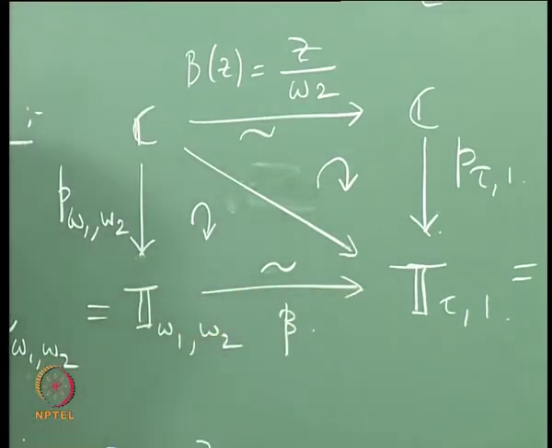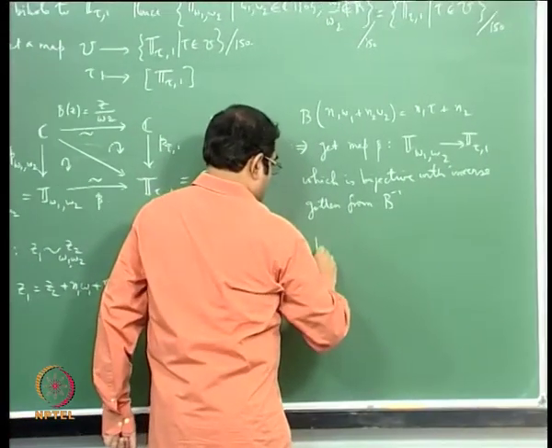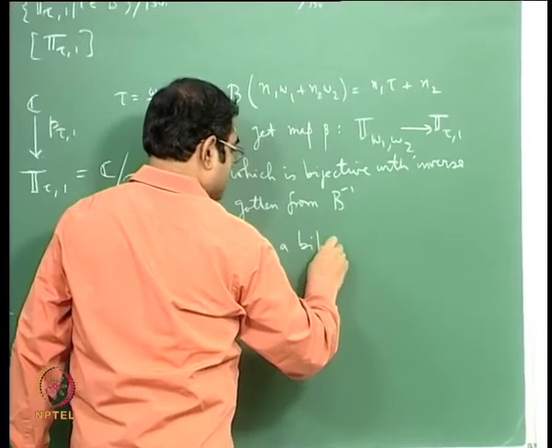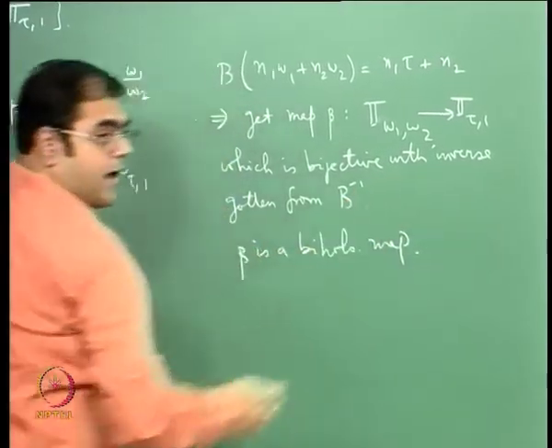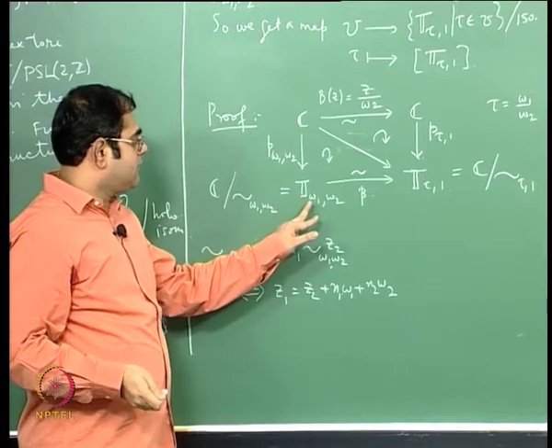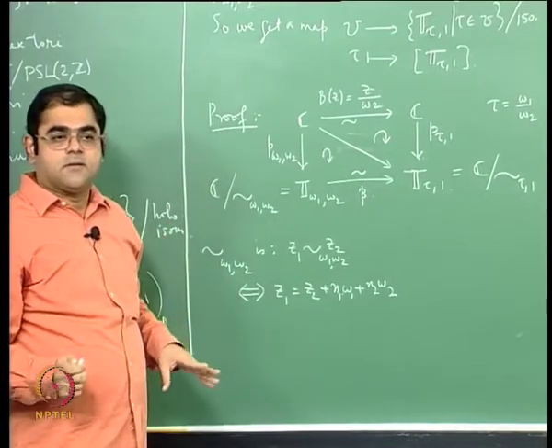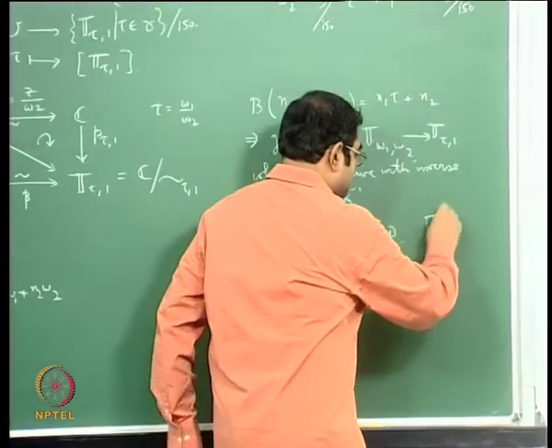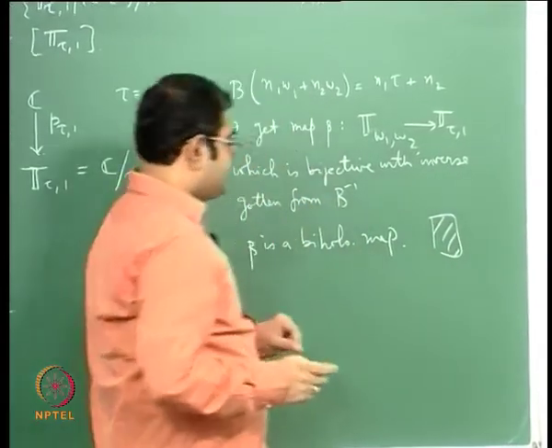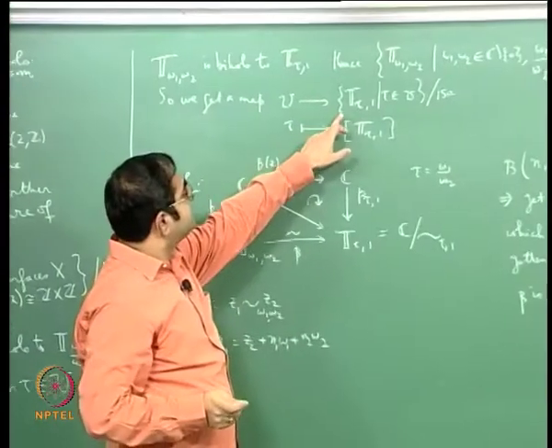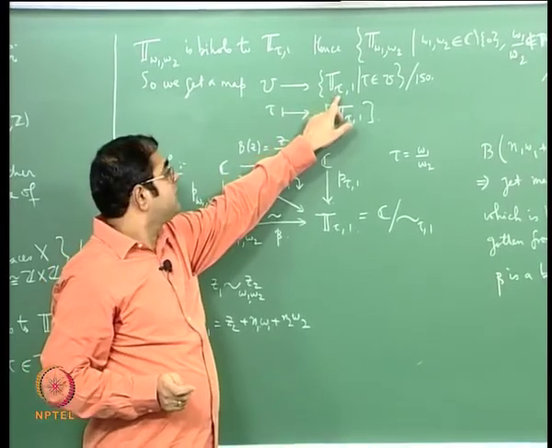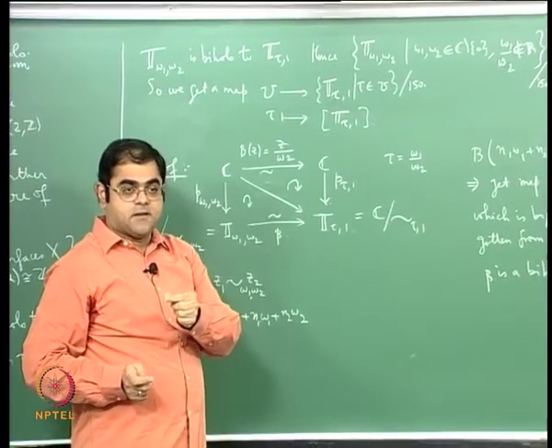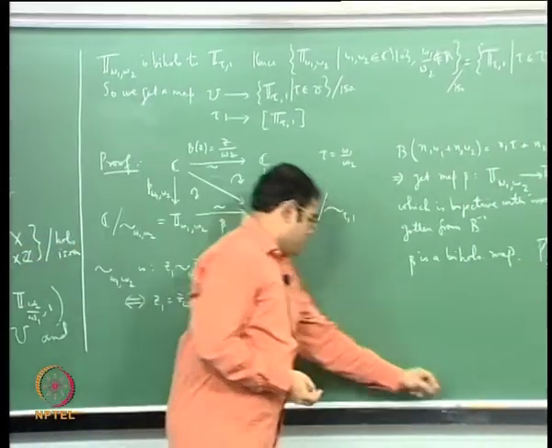So the moral of the story is that the map beta is holomorphic, so it's an injective holomorphic map, so it's a biholomorphic map. So beta is a biholomorphic map, and this literally tells you that this torus and this torus are holomorphically isomorphic. So it's a very simple lemma. Fine. So the advantage, as I told you, of this lemma is that it's enough to look at only tori which are given by points on the upper half plane.